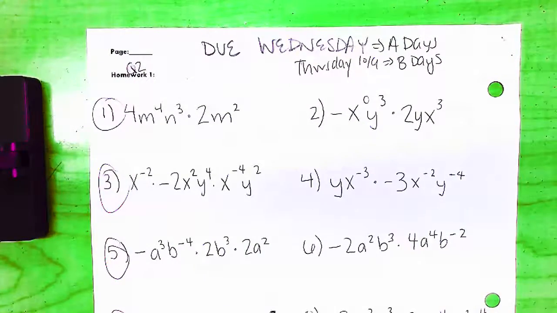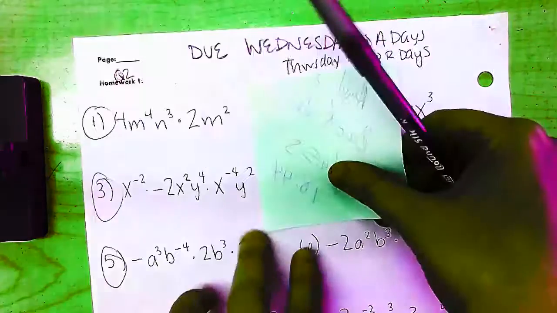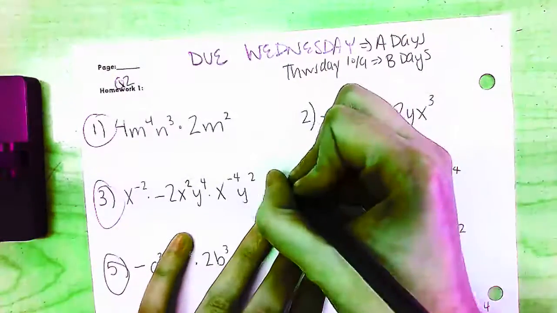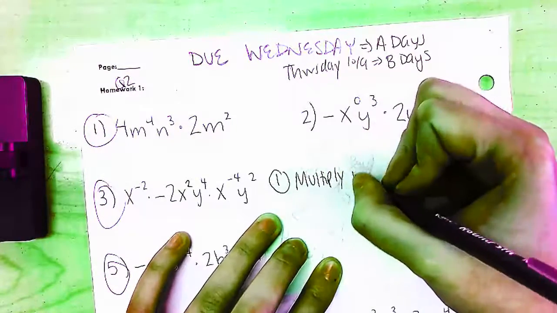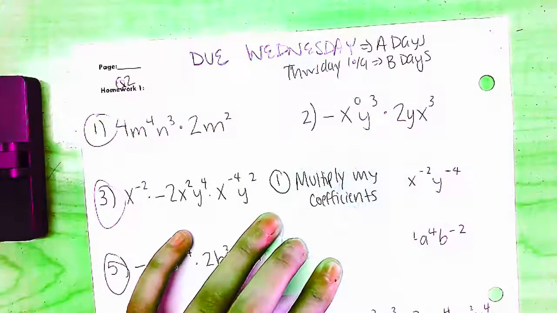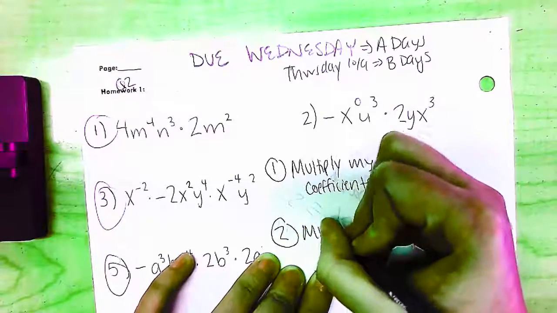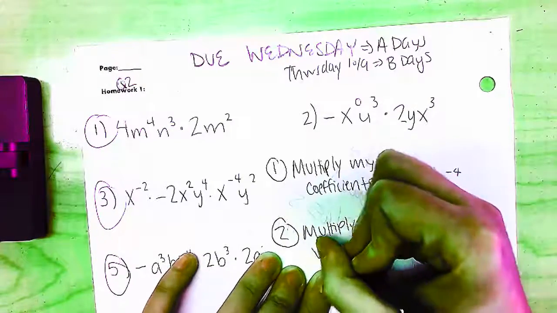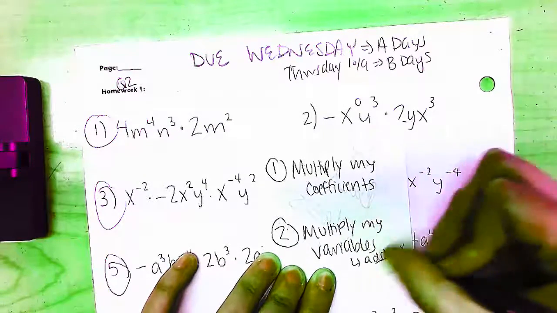I'm going to go find a sticky note super quick because I want to write out the steps of how to solve these equations. I remember that there were 2 different steps that I used every single time. Step number one is multiply my coefficients. Step number 2 was multiply my variables. And to do that, I need to be careful that I add my exponents.